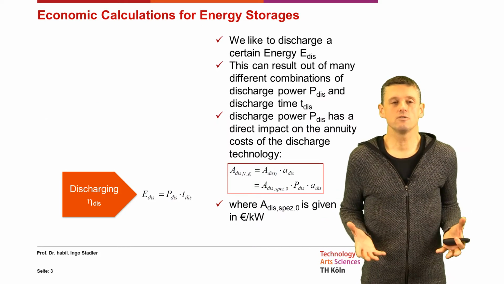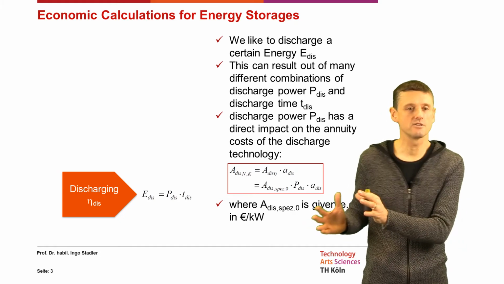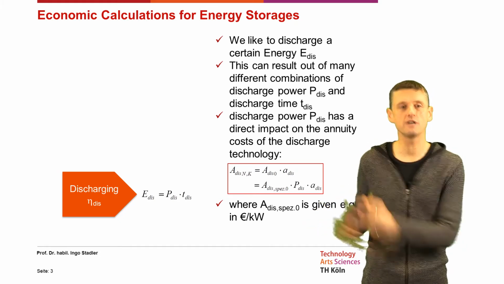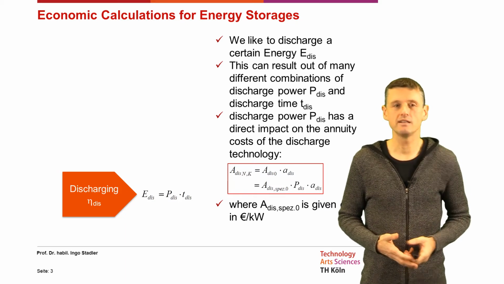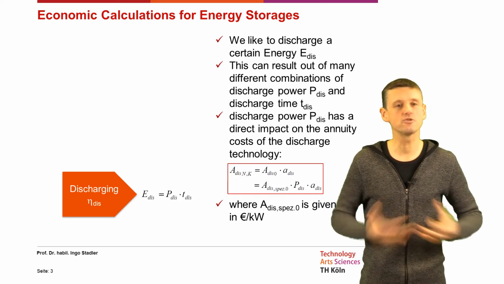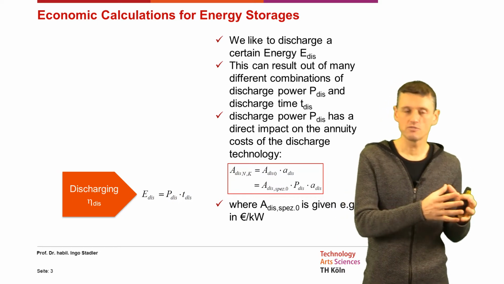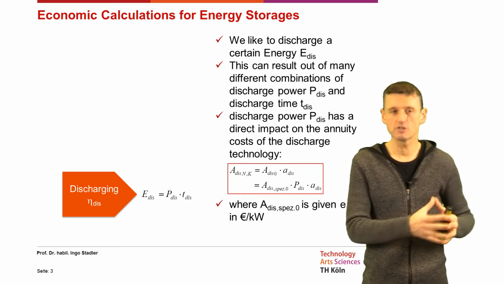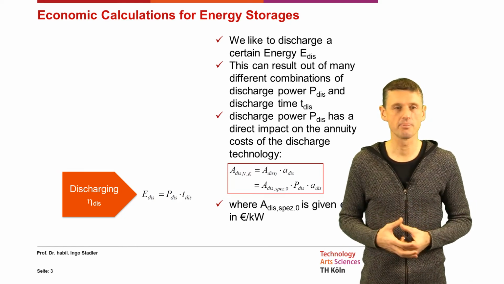But now, what do we need to consider? And we start at the end. When we want to discharge a certain amount of energy, E this, that can result from many different combinations of different powers with which we discharge a storage and a discharge time, T this.